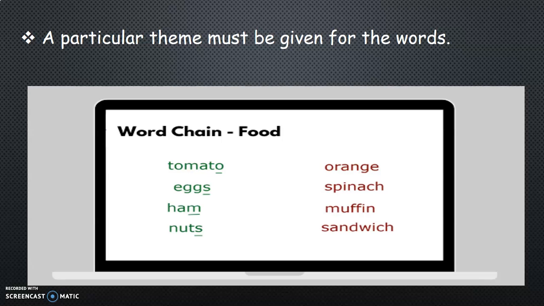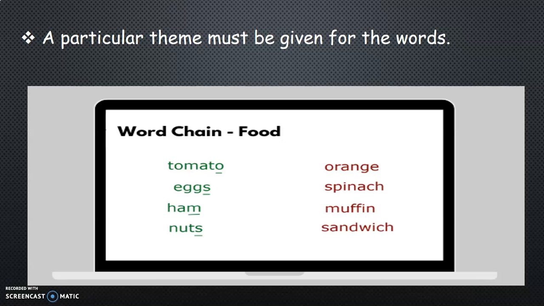So that is spinach. Spinach word again you'll find is ending with H. So now a new word we have to begin with H, but it should also be related to food. So we write ham. Now ham word also ends with M. So now we have to start a new word which will be starting from M, but it should also be related to food. So we write muffin. Muffin word ends with N. We have to start a new word which will begin from N but is also related to food. So we write there nuts.